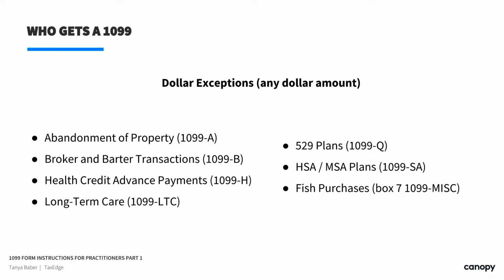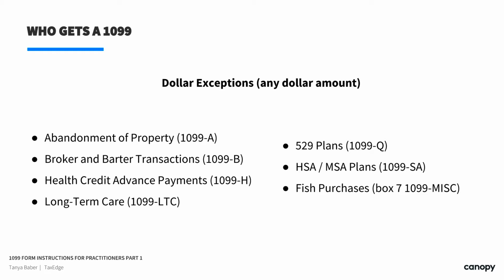Long-term care, that's the 1099-LTC. 529 plans, the HSAs or MSA plans, those are respectively 1099-Q and 1099-SA. And again, those fish purchases, they don't care about the dollar amount, they don't care if it's a corporation, they want to know about all those fish purchases. So that's one that they want to know everything about. So these are all the dollar exceptions where they don't even have to hit that $10 mark. They just want anything.